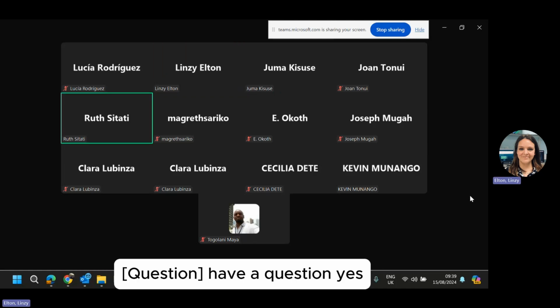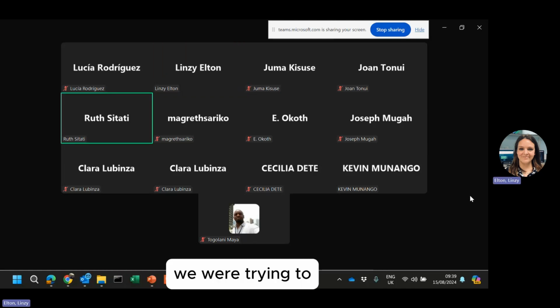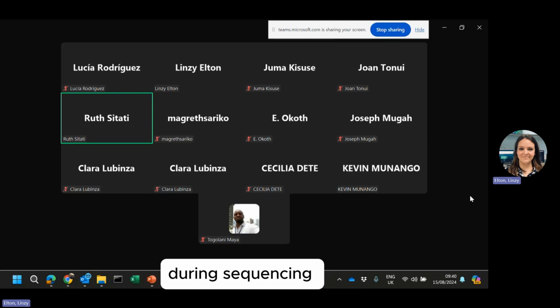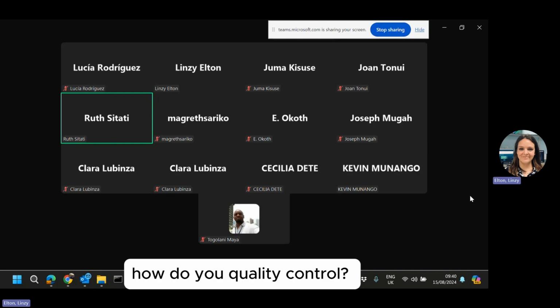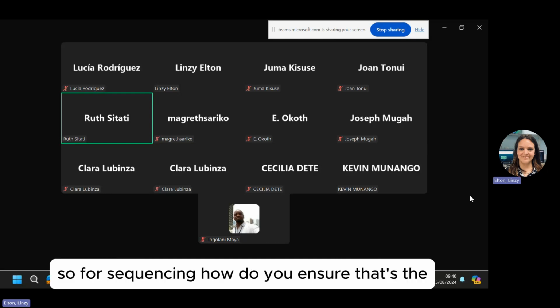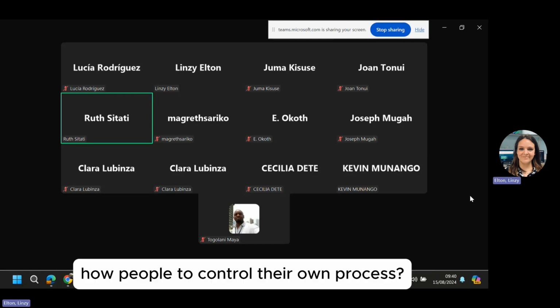I have a question. Yes. We were trying to set up a sequencing lab, and we wanted to find out, during sequencing, how do you quality control? Because for every test, you find that there's a quality control, positive and negative control. So when sequencing, how do you quality control the whole process?